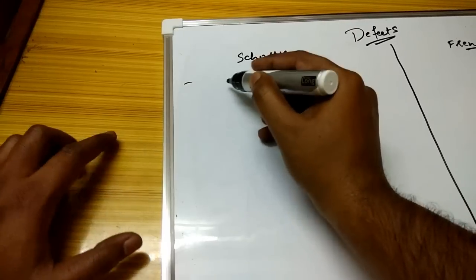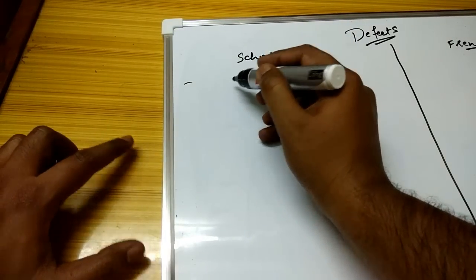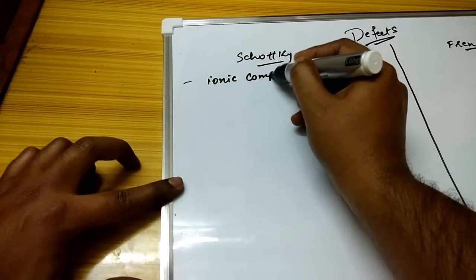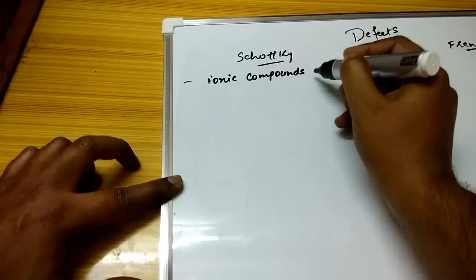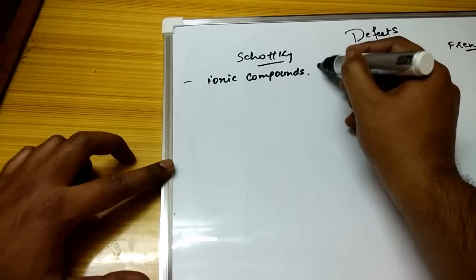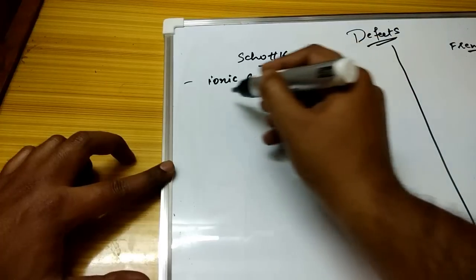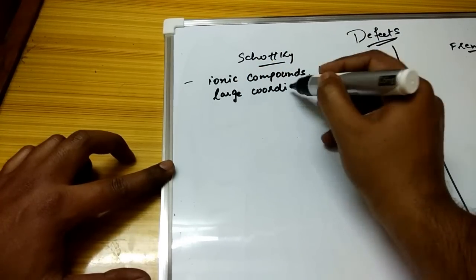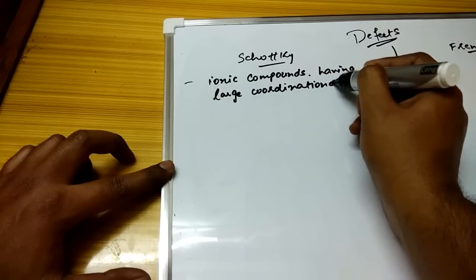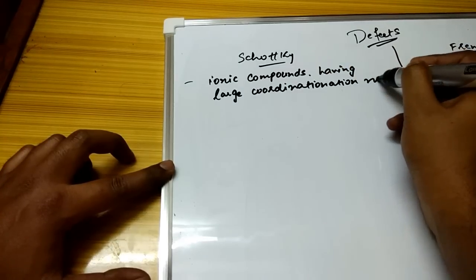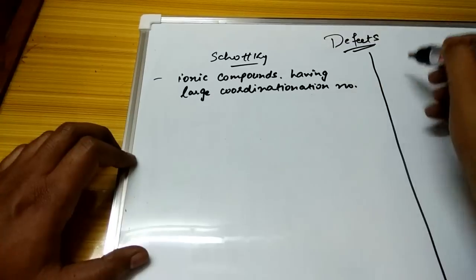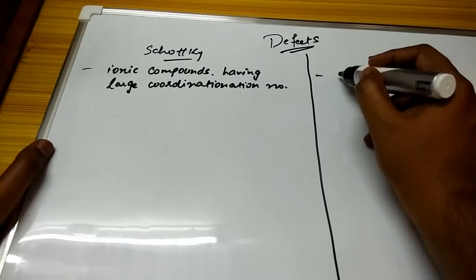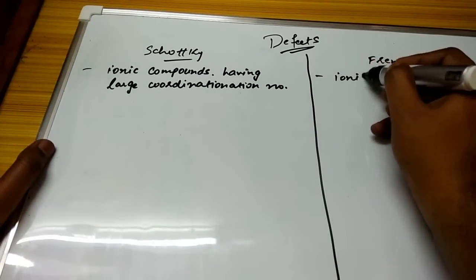So first point is, the Schottky defect is basically found in ionic compounds which are having large coordination number. Over here, the Frenkel defect can be found in ionic crystals.